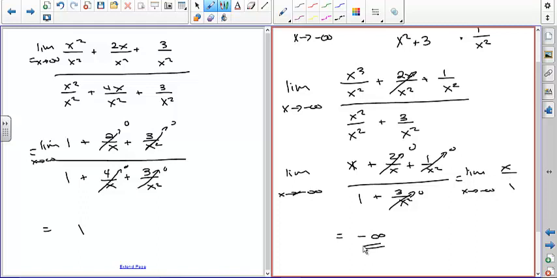So that's another advantage of doing this, is if you end up with the third case where the degree of the numerator is greater than the degree of the denominator, and you simplify it, you end up with something that's easy to evaluate and determine which way the result goes, whether it goes up or down.